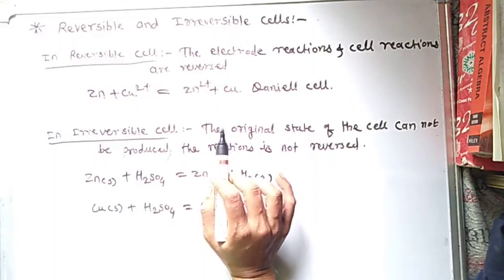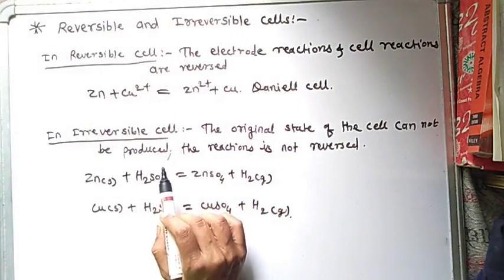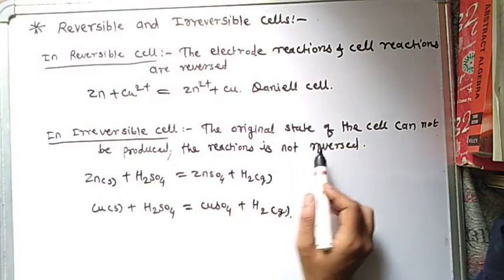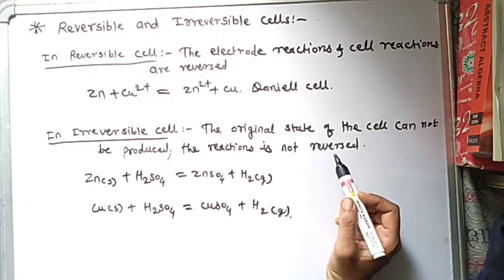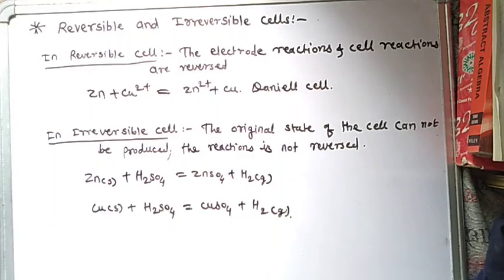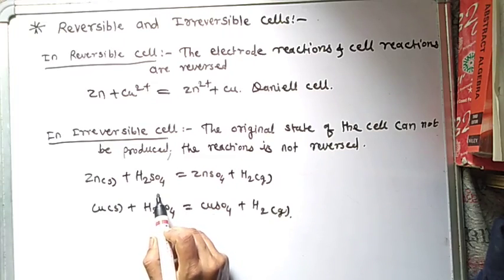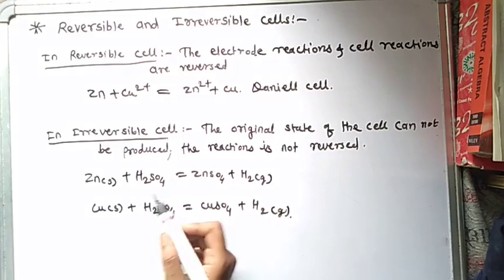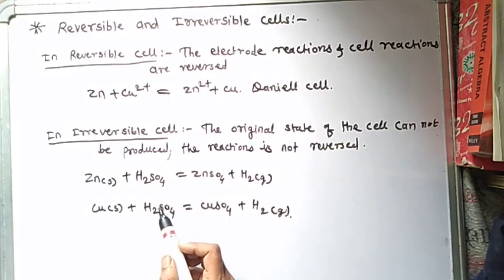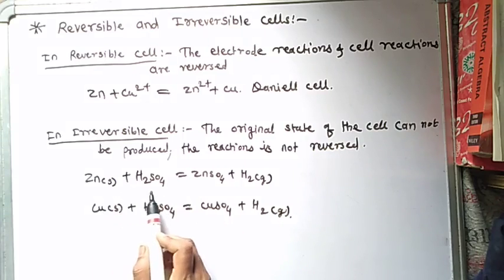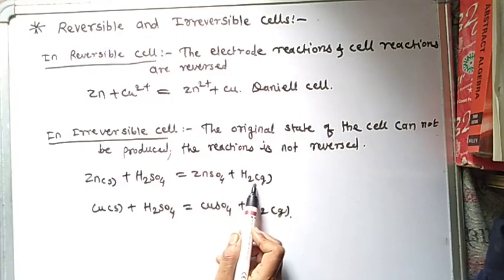Next, we see the irreversible cell. In the irreversible cell, the original state of the cell cannot be reproduced, so the reaction is not reversed. In this case, the chemical process cannot be exactly reversed by the application of external EMF. If we compose zinc and copper electrodes immersed in a solution of sulfuric acid, when the two electrodes are short circuited, the zinc dissolves with evolution of hydrogen at the copper electrode, and it gives Zn(s) + H2SO4 equals ZnSO4 + H2(g).